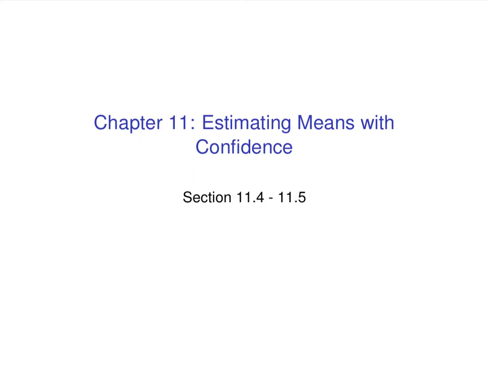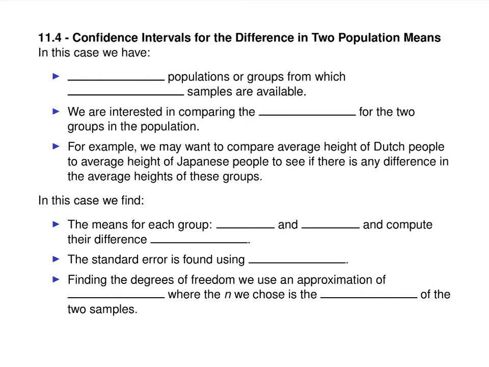In this lesson, we are going to find confidence intervals for the difference of two means from two independent samples. So in this case, we have two populations or groups from which independent samples are available. Contrast this with a paired case where the first sample and second sample are not independent because you have two measurements for the same person.